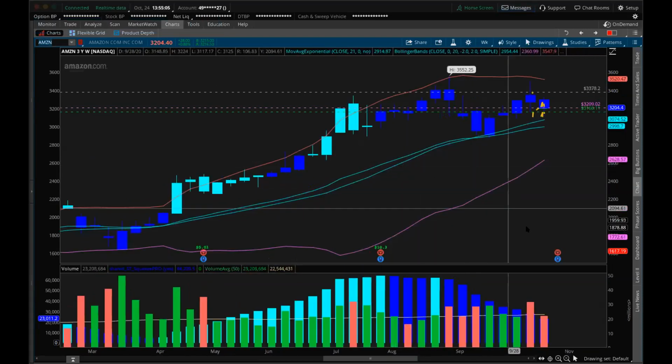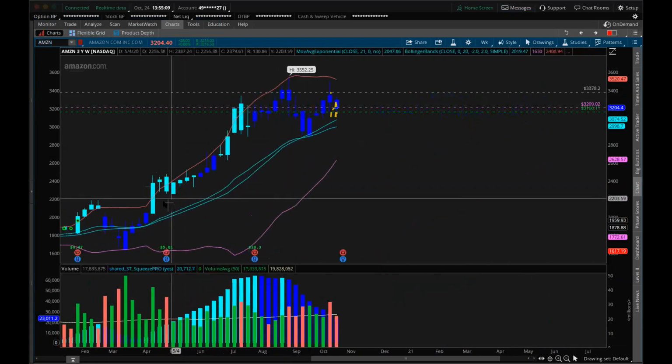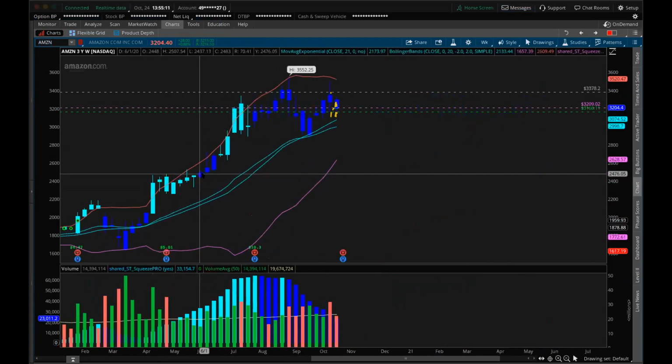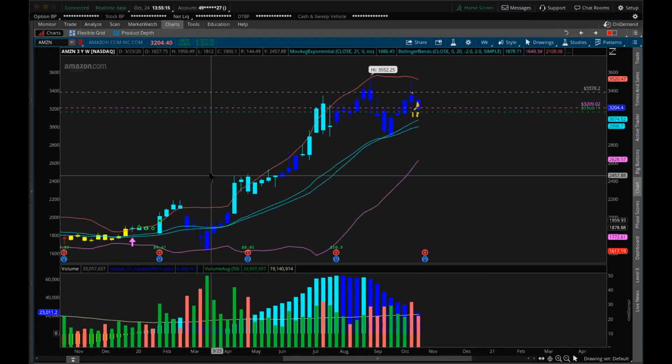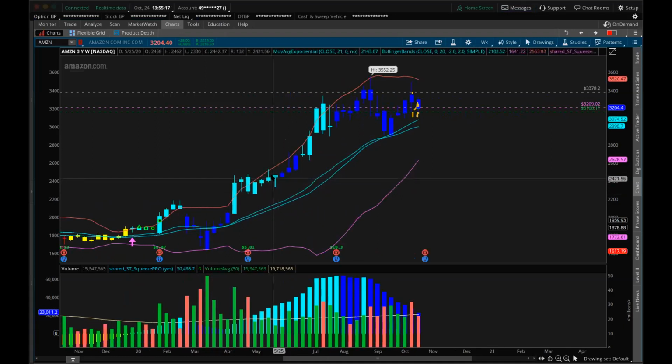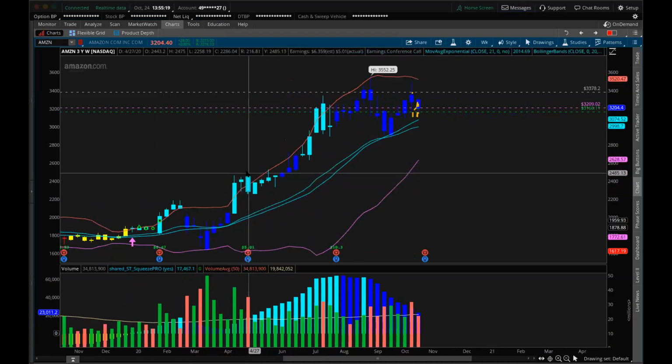Why? Check out this. What is this? That's a flag, right? Yeah. It's an ascending triangle. Something like that, you can kind of anticipate it breaking. When it did break to the upside, I was like, oh man, this is going to be huge.